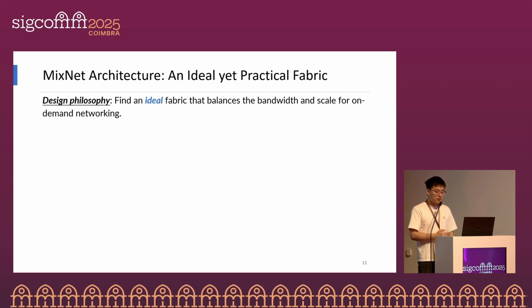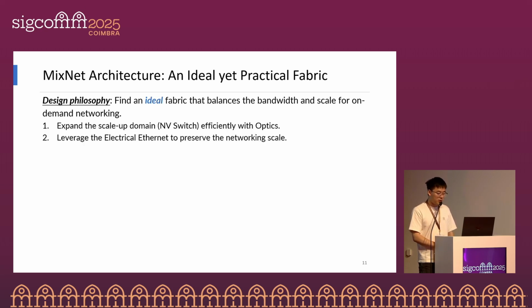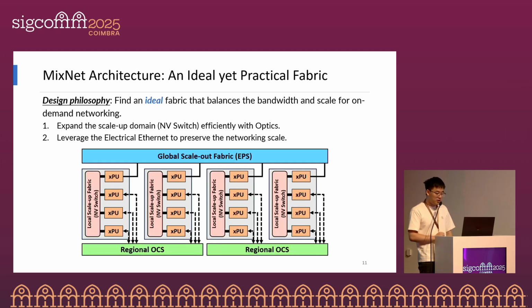Given this analysis, the ideal fabric should, on the one hand, provide on-demand bandwidth where and when needed to balance the flexibility and the scalability. This comes to the design philosophy of MixNet that expands the NVSwitch fabric flexibly using optics while leveraging classical Ethernet for the scale. So this guides the architecture of MixNet, a hybrid fabric of NVSwitch, Ethernet and optical circuit switching.